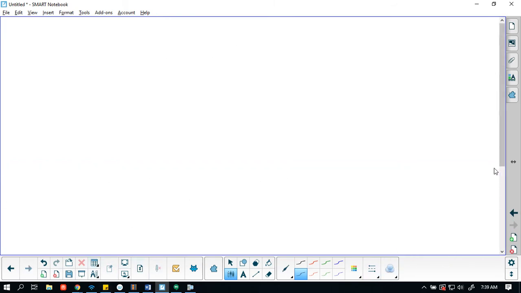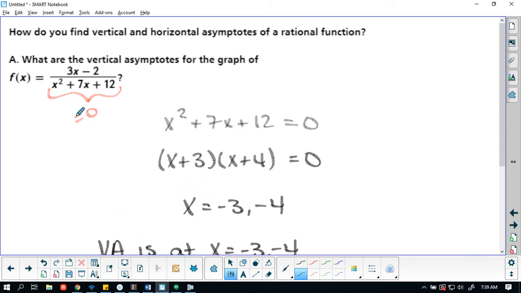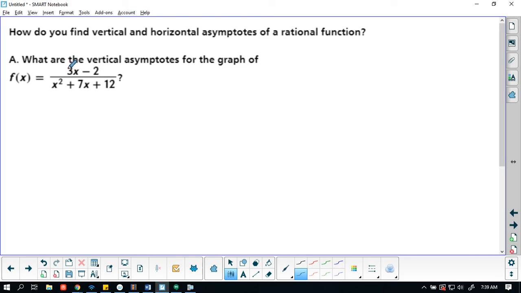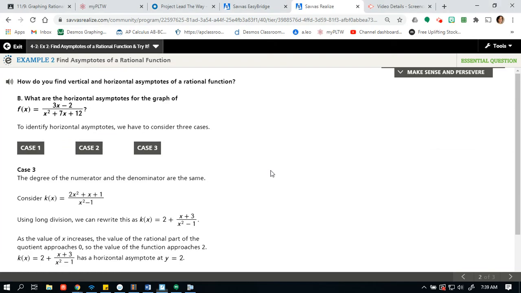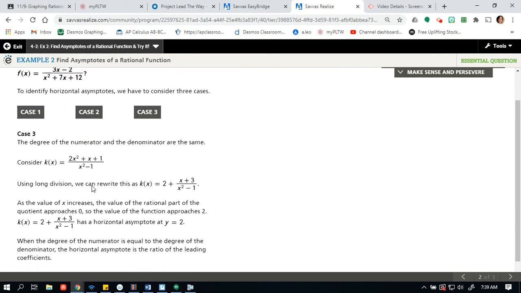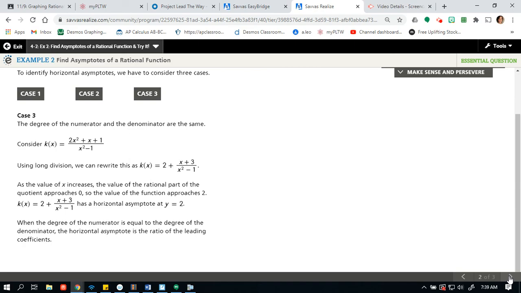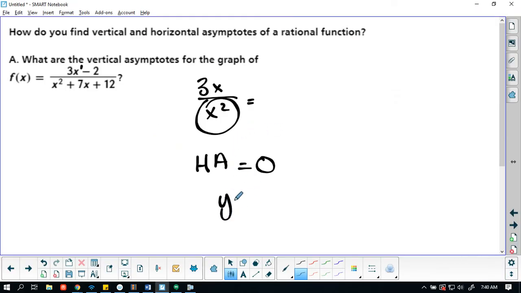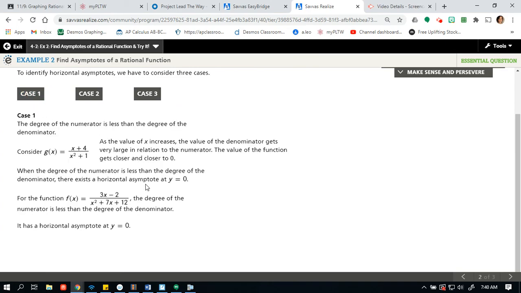All right, so in our case, I just deleted everything. Go back. Our numerator is a degree 1. Our denominator is a degree 2. So essentially, we are growing a lot quicker in the denominator. And so our horizontal asymptote is equal to 0. All right, good cases. Does it actually tell us here? No. So this is y equals 0, by the way. Oh yeah, it does. It does in case one.